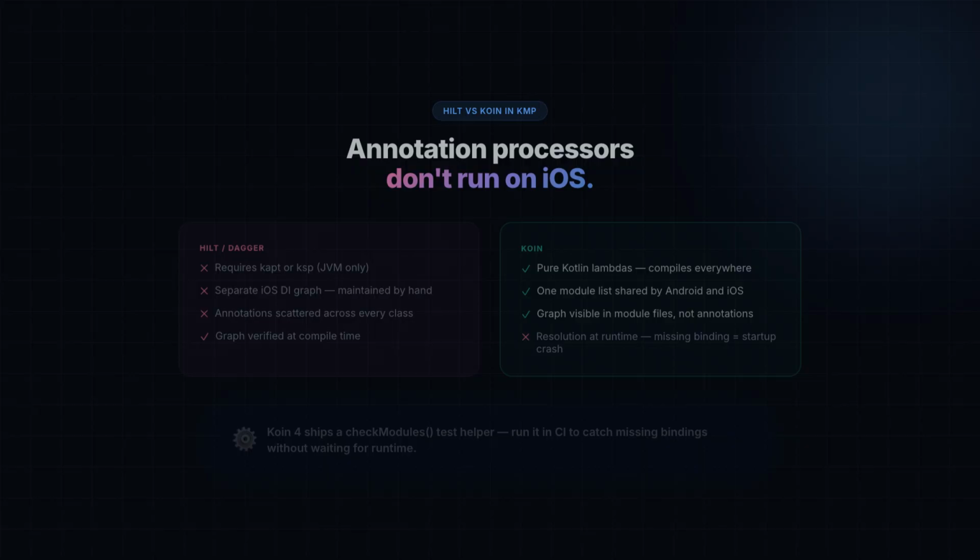Koin modules are plain Kotlin lambdas. They live in commonMain and compile to every target. There is no code generation step. The trade-off is that Koin does type resolution at runtime rather than compile time, so a missing binding fails at startup, not at build time. For most projects, that is an acceptable trade.